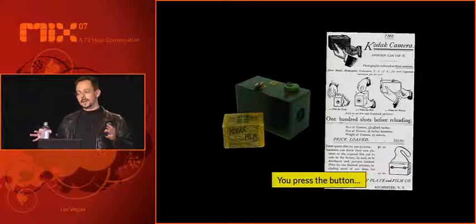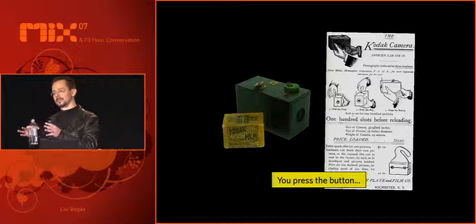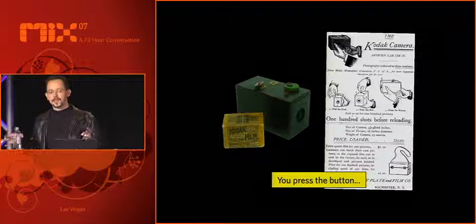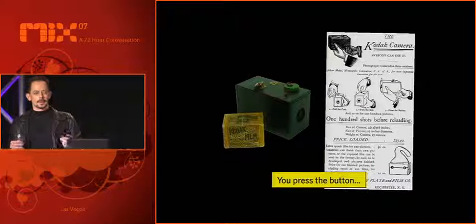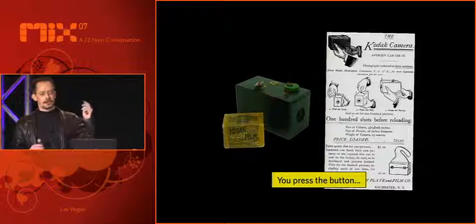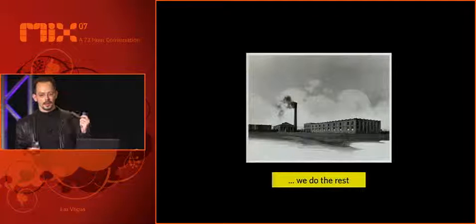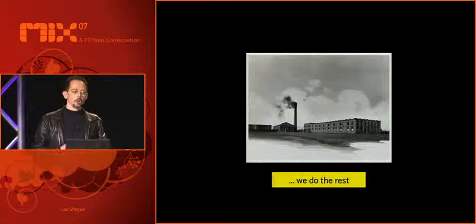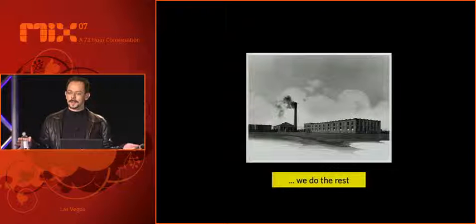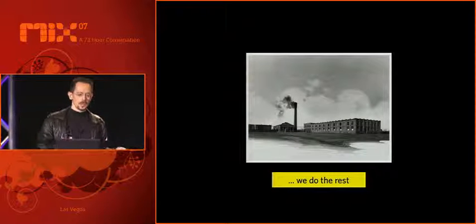With this, they had not just a product, but now they had an entire system. They could keep the product experience focused on that one piece, pressing the button. And back at the factory, all of the rest of the complexity of photography in the late 1800s was handled by them.